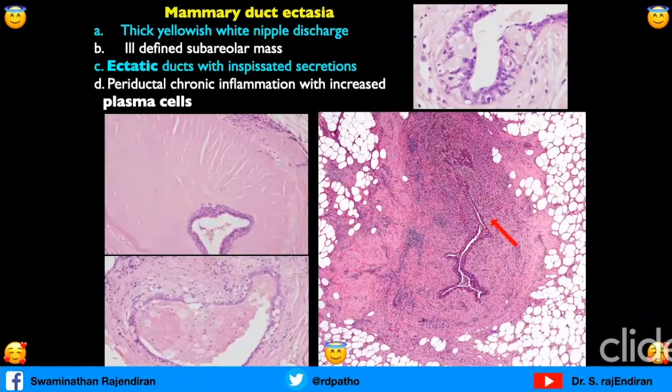Another condition is mammary duct ectasia. Ectasia means dilatation. This happens in the major ducts. There is not only dilatation of ducts, there is chronic inflammation and they should have an increased number of plasma cells. That's one of the criteria. So the criteria for mammary duct ectasia: major ducts, ductular dilatation, chronic inflammation with inspissated secretions, and that chronic inflammation should have plasma cells. This is the criteria. I hope you all follow what the criteria are. For everything, you should have criteria.